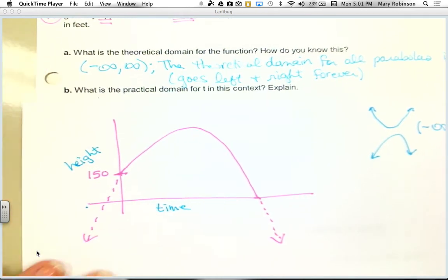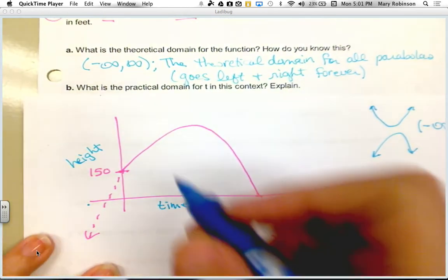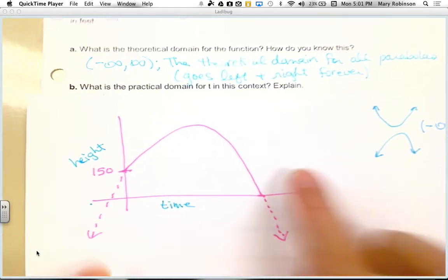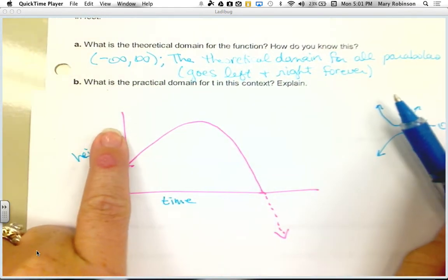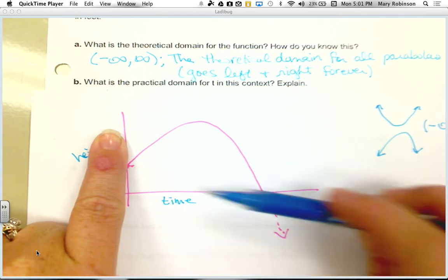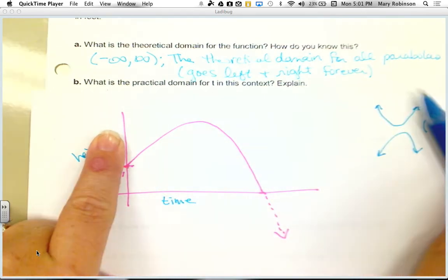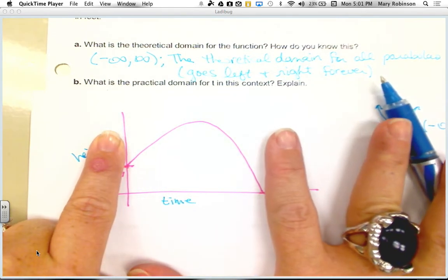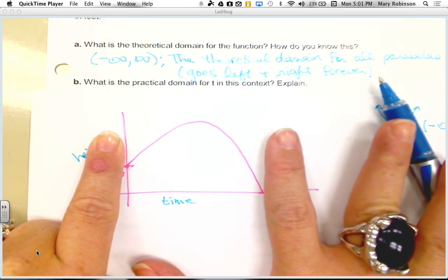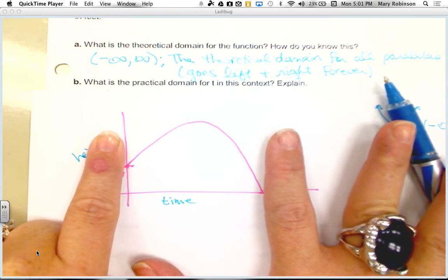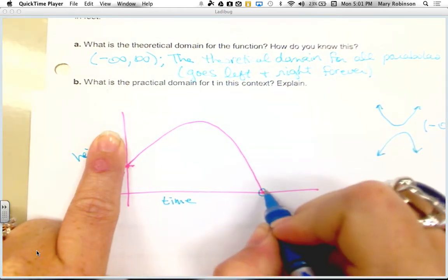In practical terms, we only want to pick the x values where the rocket could exist. So it exists at a time of 0 seconds. The initial height before it takes off is 150. But our graph really doesn't make sense past the time that it hits the ground. In this case, the x-axis, meaning we need to find the 0.